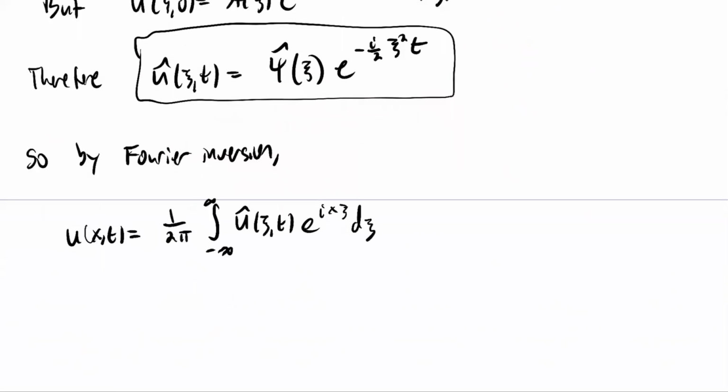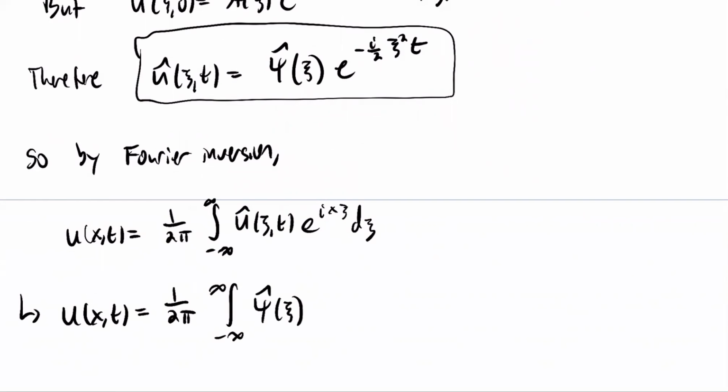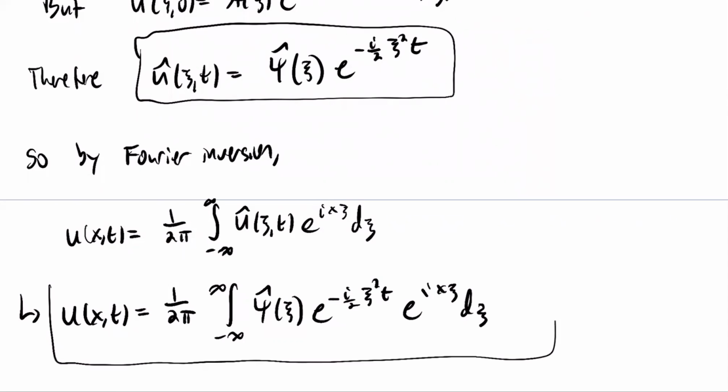times e to the i x ξ dξ. And so if I plug in what we just obtained, we get u of x, t is equal to 1 over 2 pi times the integral from minus infinity to infinity of the Fourier transform of the initial state c times e to the minus i over 2 ξ squared t times e to the i x ξ dξ. So this is our solution formula for the initial value problem associated to the Schrodinger equation.